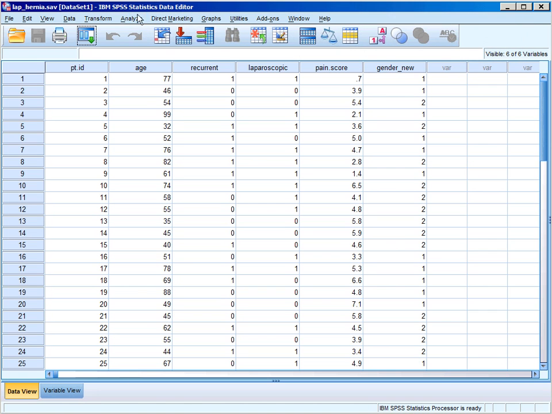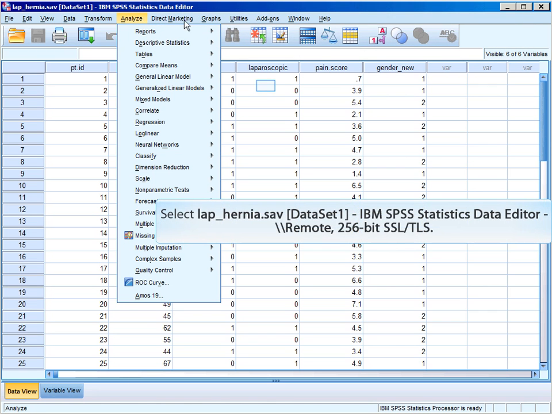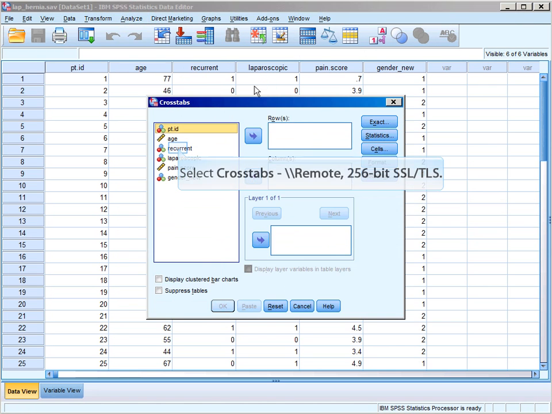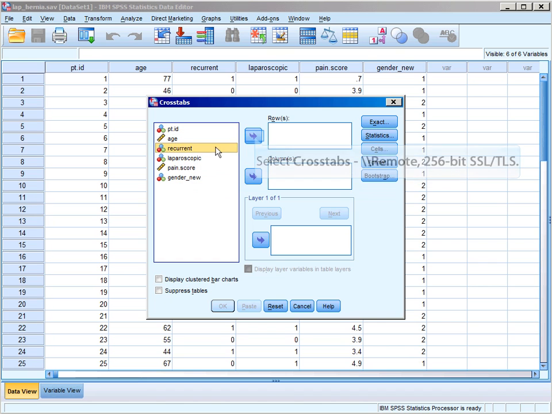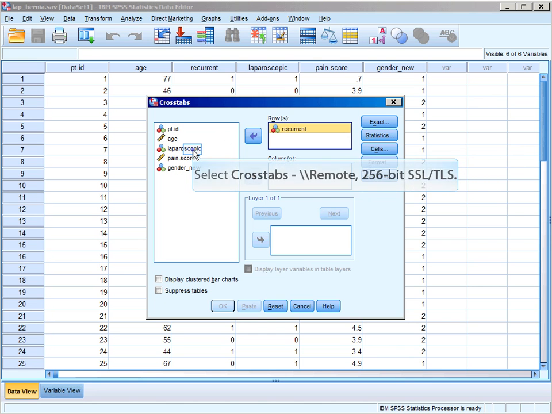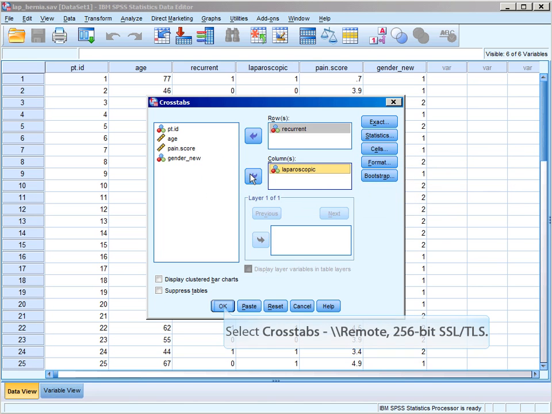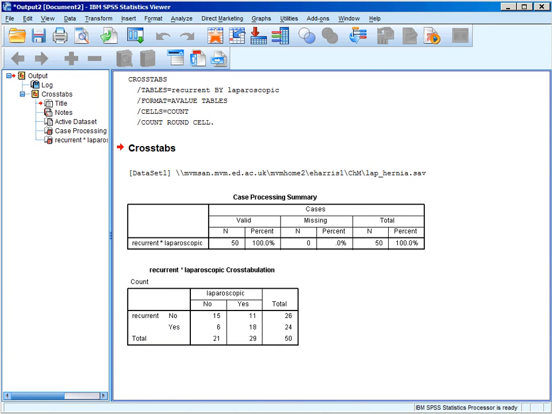To do that, we go to Analyze, Descriptive Statistics, Crosstabs, and we scoot across the two variables we're interested in, which is laparoscopic and recurrent, one into row and one into column, and press OK. And we get the crosstabs output. The first box tells us if there are any missing cases in these two variables, and we can see that there's not. And then the second box is the important one, and it's called a 2 by 2 table, and you may have heard of this before.